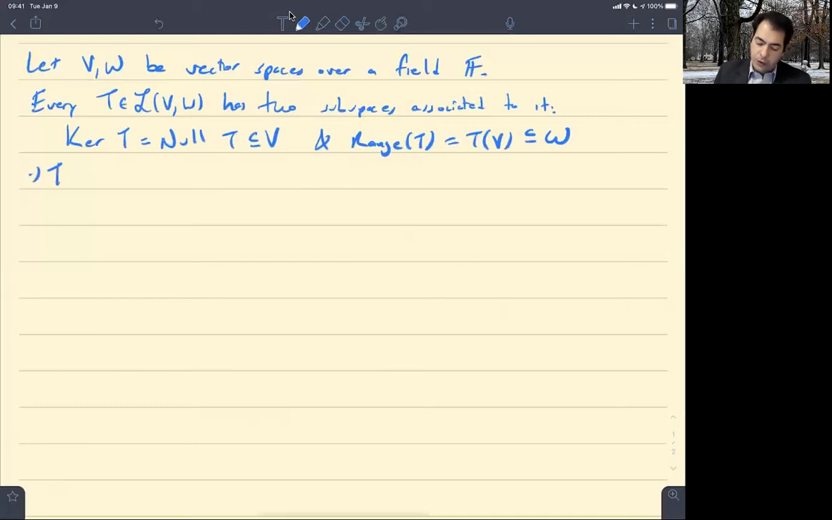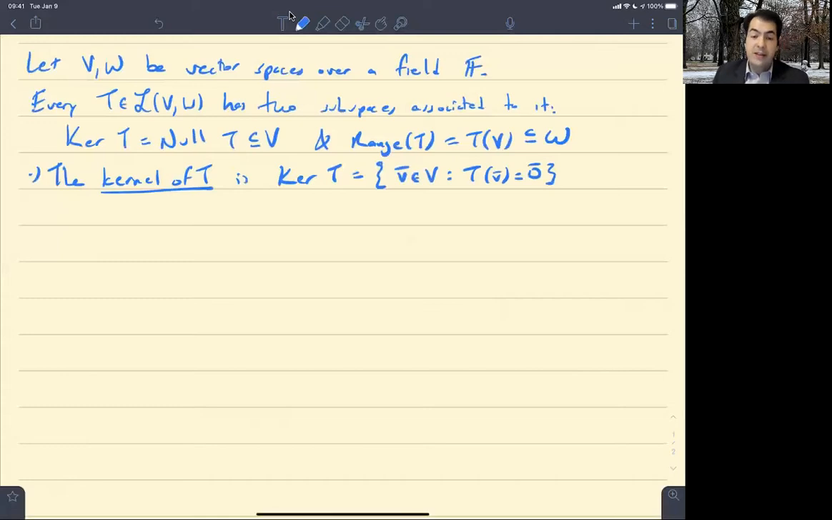Okay, so the kernel of T is all of the vectors v in V such that T of v is equal to 0. And so all of the vectors that T sends to the 0 vector. Right? So this lives inside V. Okay, and now let's check that this is a subspace.